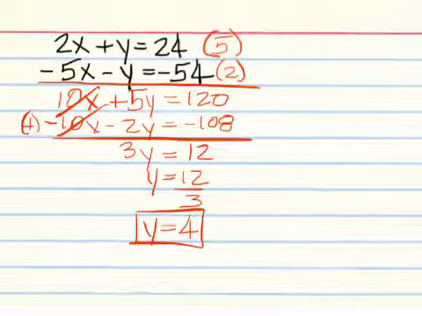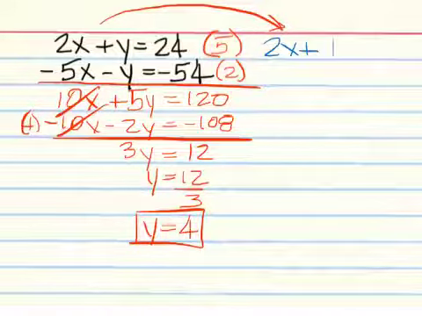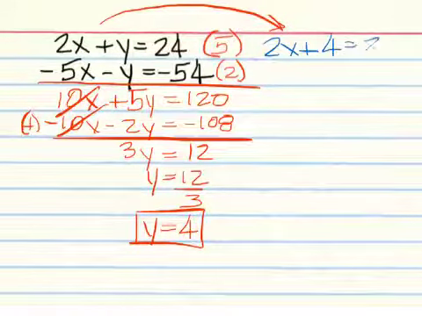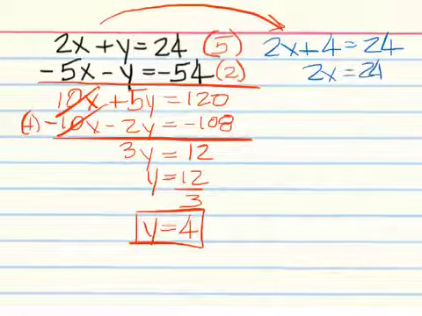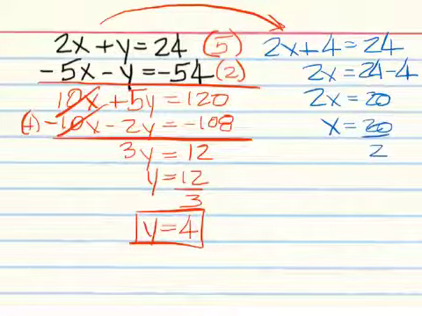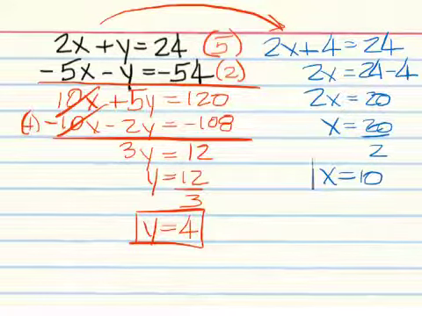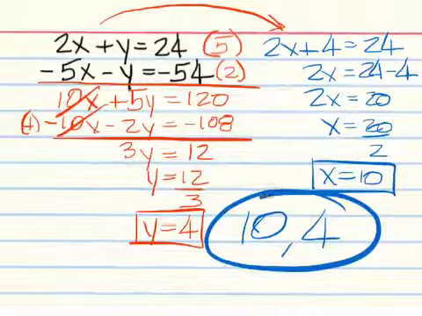I'm going to plug that one into this equation. That is 2x plus 4 substituted in for y equals 24. Move that 4 to the right, change the operation, simplify, divide. X is 10. So your answer is 10, 4.